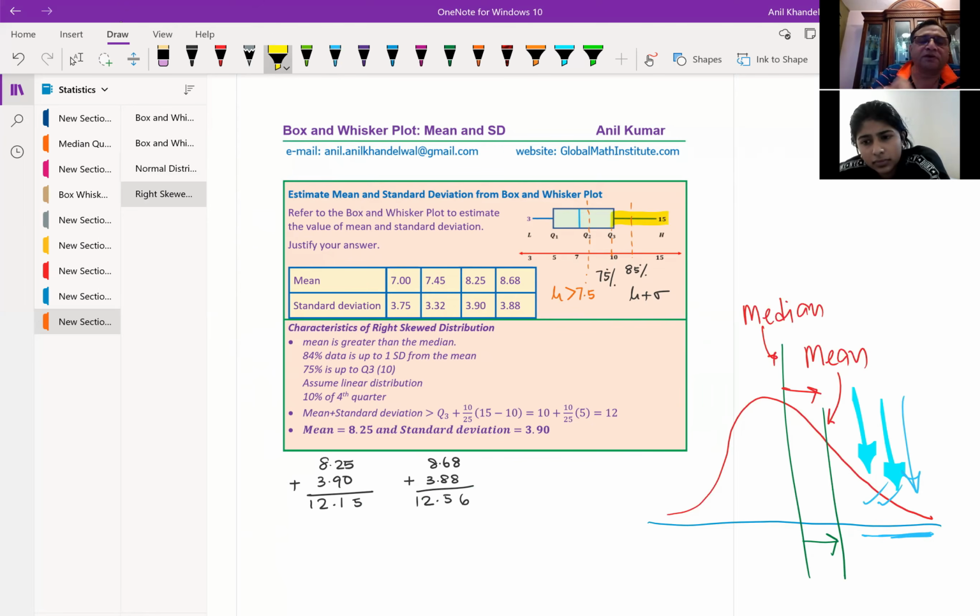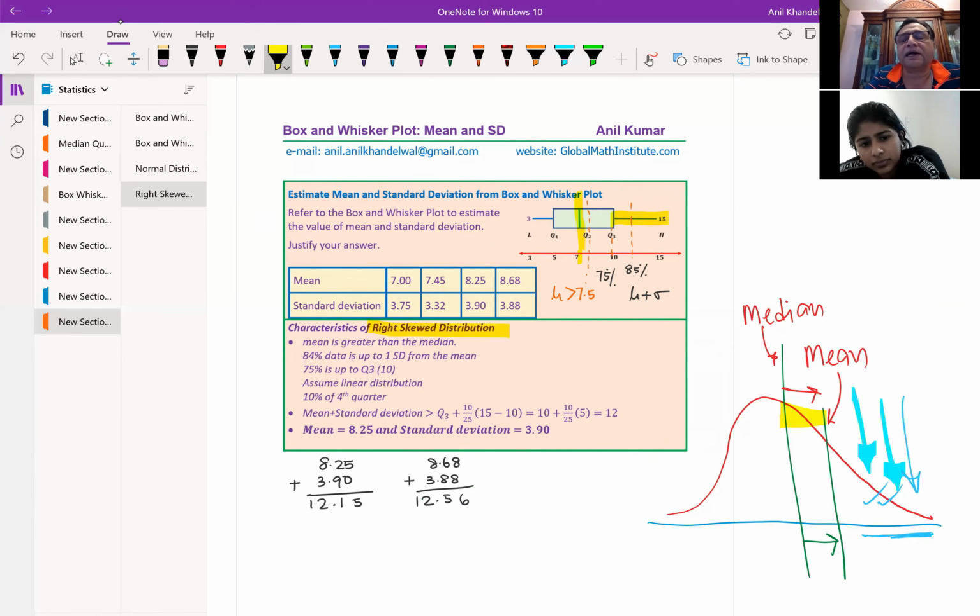Now, correlating to what we learned for a normal graph, we can say that when you have data which is, in this case, a right skewed distribution, we have already understood that if we are given some value for the median, the mean is higher than Q2, right? So let's read the information which is given to us.